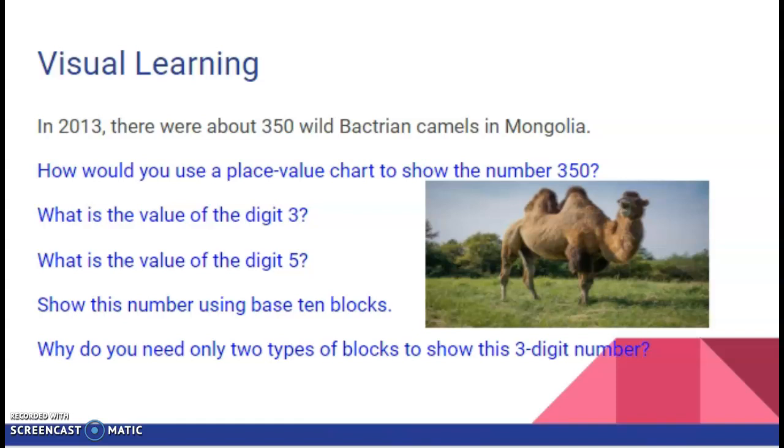How would you use a place value chart to show the number 350? What is the value of the 3 digit? So I want you to think about that. What is the value of the 5 digit? Show that number using base 10 blocks.